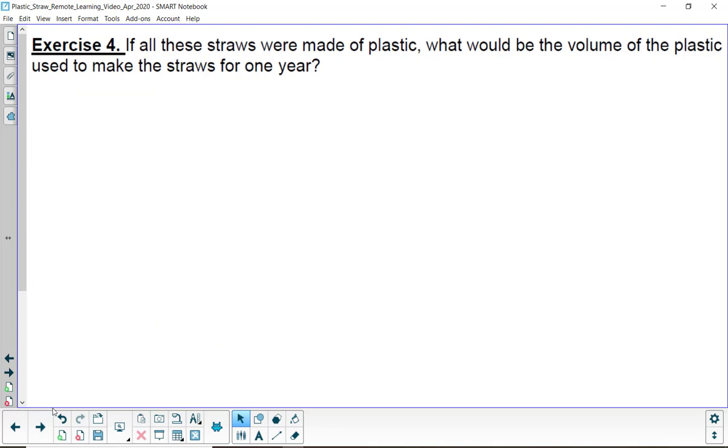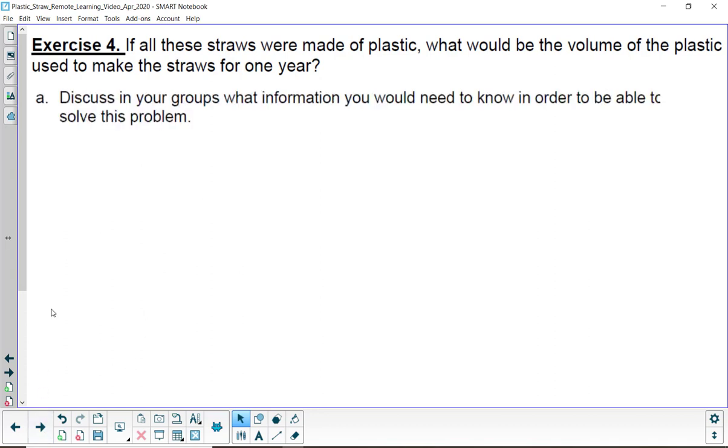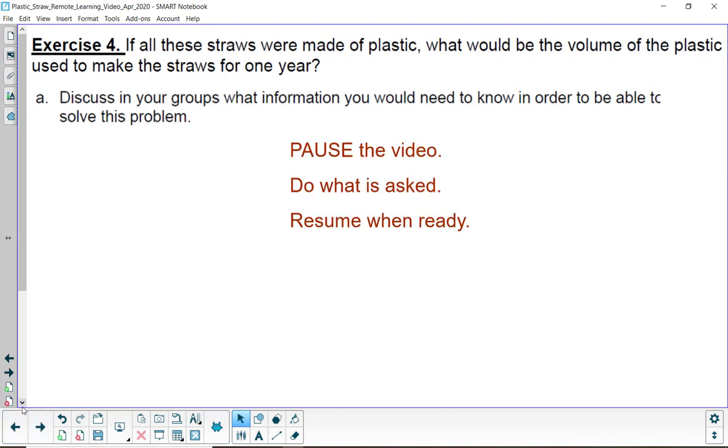Exercise 4. If all these straws were made of plastic, and not all 500 million are, but let's say they were, what would be the volume of the plastic used to make the straws for 1 year? So you need, again, to think about what information you need to know in order to be able to solve this problem. So go ahead and think about that. Pause the video, think about that. See if you can come up with a couple things you would need to know. Resume when you're ready.